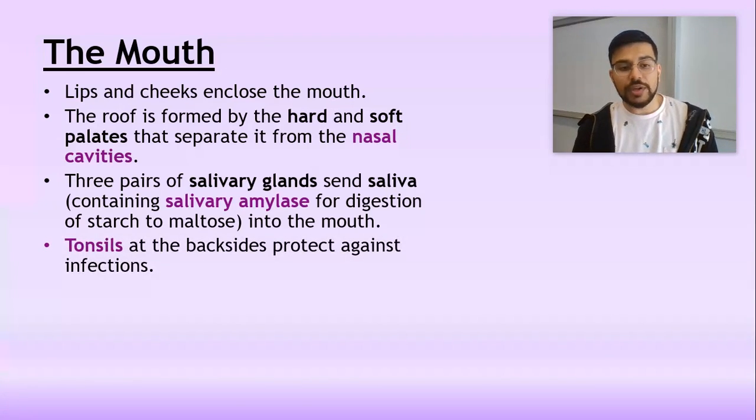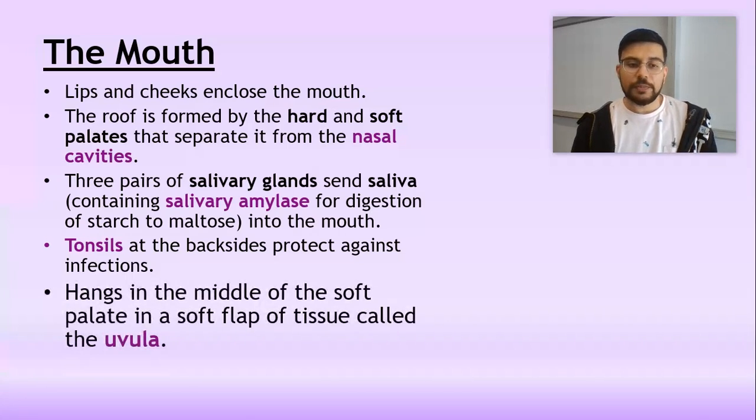At the back end of your mouth, you've got what are called tonsils. Tonsils are there to protect you against infections. So if something gets into your mouth that's not supposed to be there, you have a reaction almost immediately to eject that from your body.